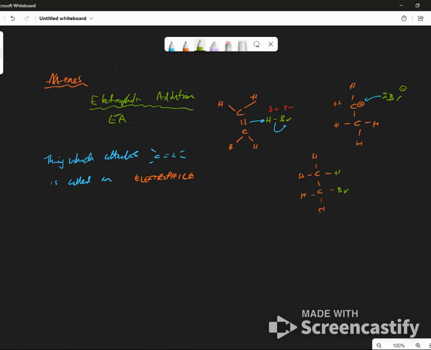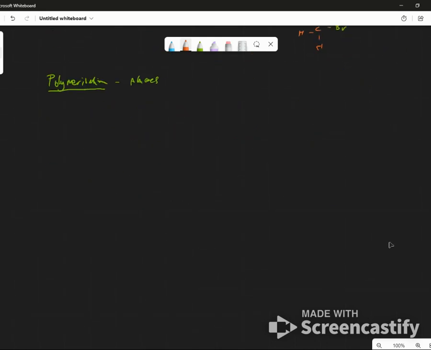Now we're going to look at something called polymerization. This is something alkenes do as well. Does anyone remember what we call the type of polymerization from alkenes? It's given a special name. Anyone know? No one? Has everyone forgotten? Thumbs down if you don't know, thumbs up if you do. Yeah, well done. It's called addition polymerization. Well done to Monique.